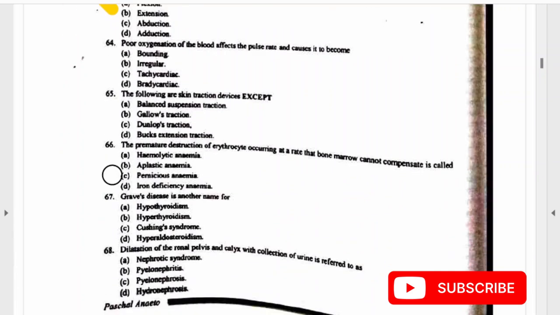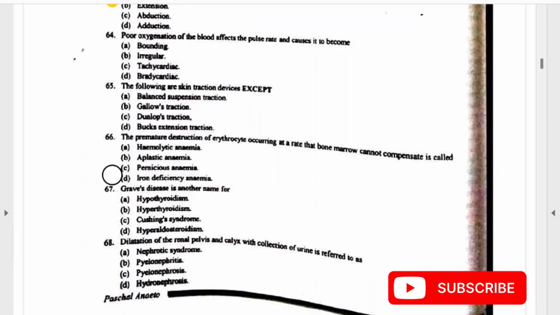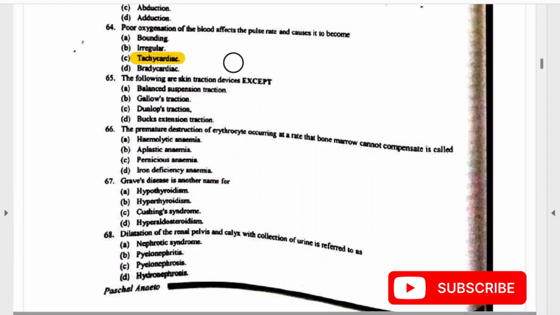Let's go to 64. It says poor oxygenation of the blood affects the pulse rate and causes it to become what? Tachycardic. Okay, increased heart rate. So when there's poor oxygenation, what does the heart do? The heart tries to compensate by pumping harder. So when the heart pumps harder, what increases? The heart rate. So that's why tachycardia is the right answer. I hope you understand the logic.